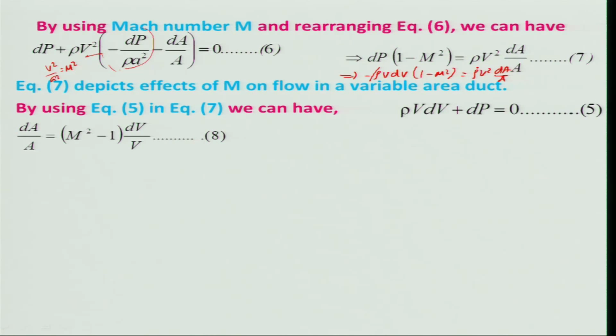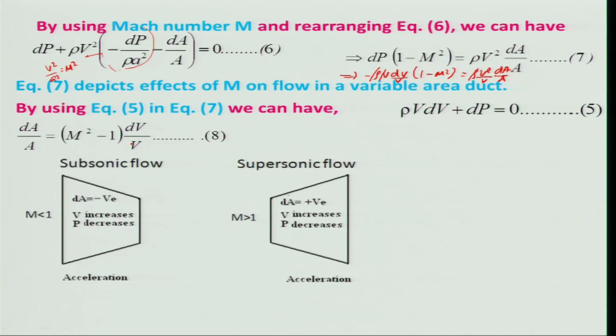So, rho cancels out, and V cancels out. If I divide by this V here, what comes? It comes dV by V times 1 minus M square is equal to dA by A. In other words, I can write dA by A is equal to M square minus 1 times dV by V. So, we arrive at dA by A is equal to M square minus 1 dV by V. This is the relationship, and it is relating the change in area with the change in the velocity.